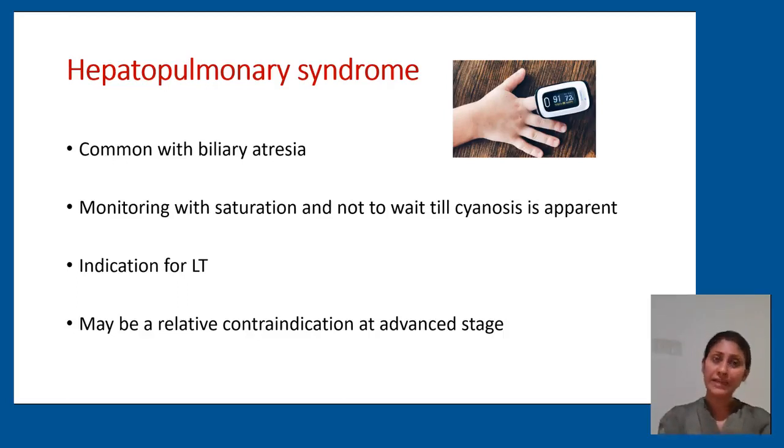The other important fact is if they progress with hepatopulmonary syndrome and their saturation becomes very low, we would say if it goes below 92%, we have to anticipate a lot of anesthetic as well as post-operative complications. The outcome of liver transplantation might become poor. So that's why it's very important we diagnose hepatopulmonary syndrome early.